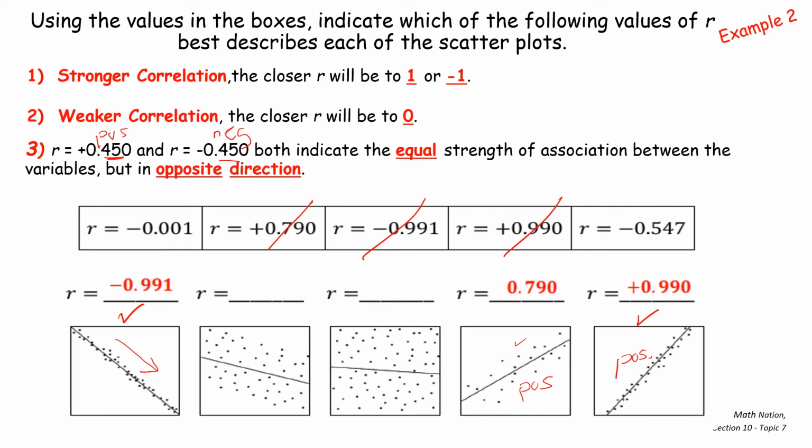So next, I can look at this one. This is the weakest because it's completely spread out. And so this would be closer to 0. And it is negative because it falls. And the only one that is left here is, of course, the negative 0.05. So it falls again. It's weak, but it's not as weak as the third graph right here. And so I have matched the scatter plots with their corresponding correlation coefficients.